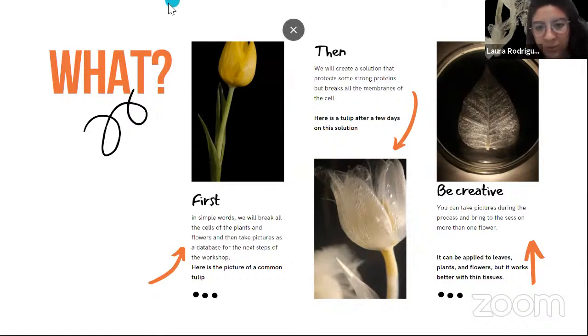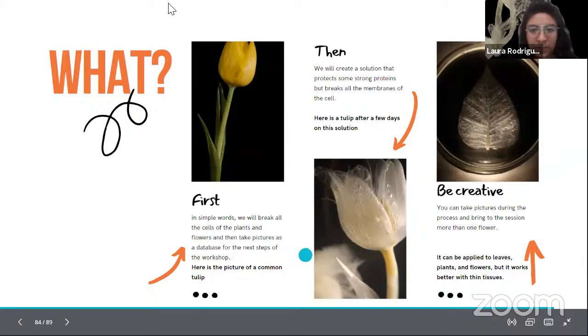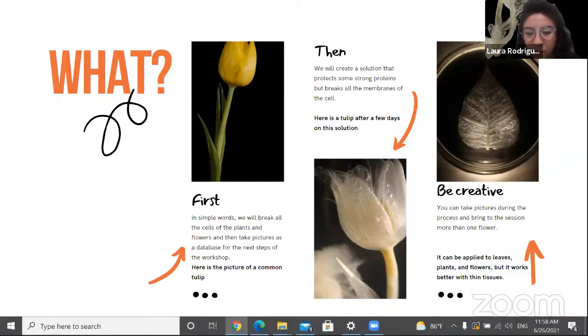One important note, I will write it in the chat. Tomorrow, if your plant is still very green, if you don't see any change, then you need to add more bleach and soap. But usually in 4 hours or even less, you will start to notice some whitening points.